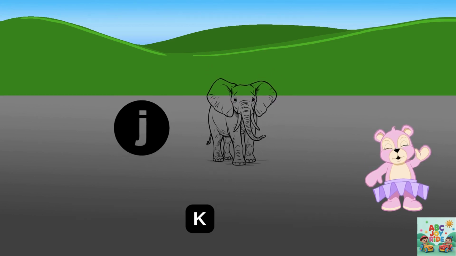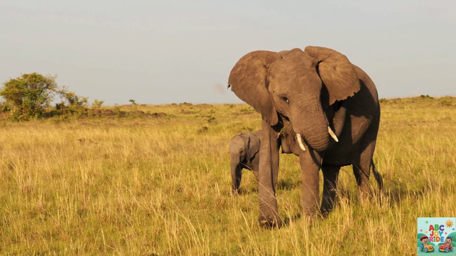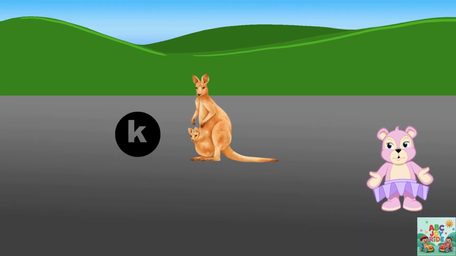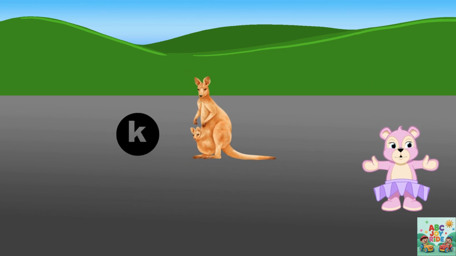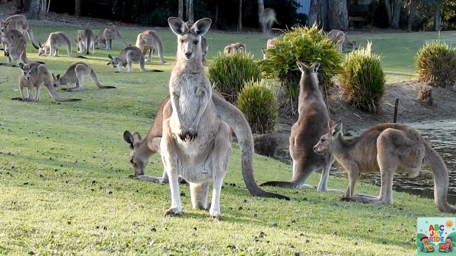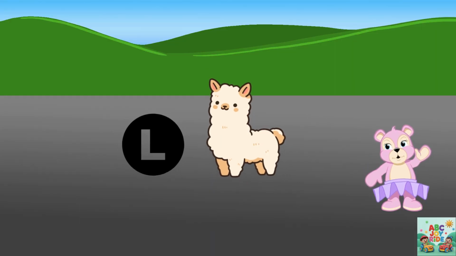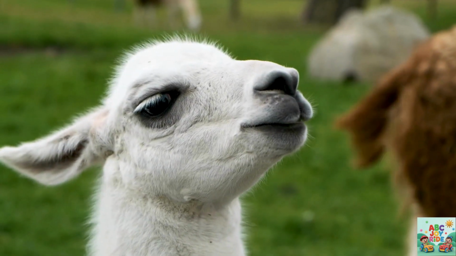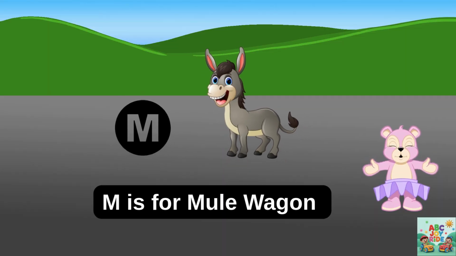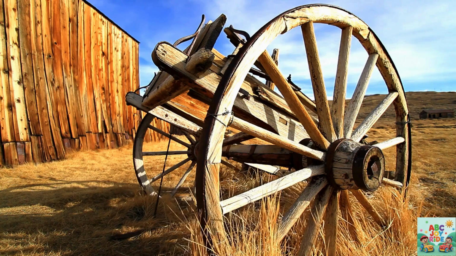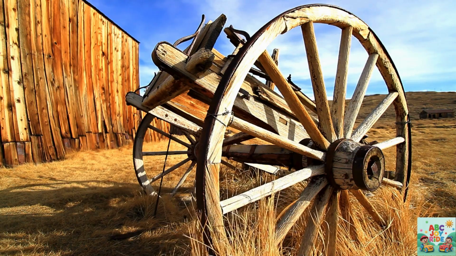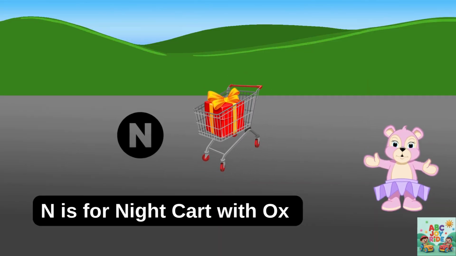J is for jungle ride elephant. K is for kangaroo cart, fun pretend. L is for llama sled. M is for mule wagon. N is for night cart with ox.